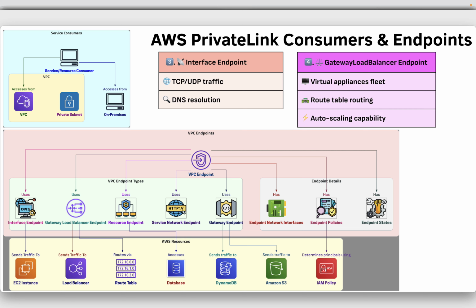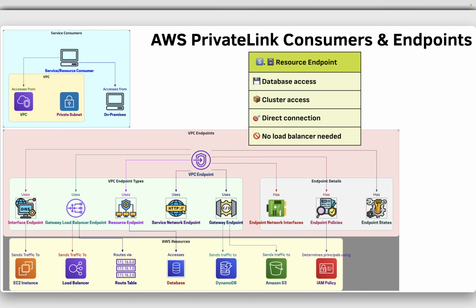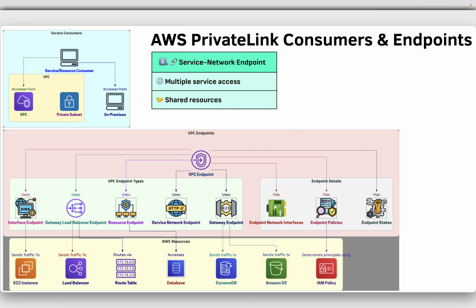Gateway Load Balancer Endpoint. A gateway load balancer endpoint is used to send traffic to a fleet of virtual appliances using private IP addresses. Traffic is routed through route tables, and the load balancer distributes traffic and scales with demand. Resource Endpoint. A resource endpoint allows access to a resource that was shared from another VPC. It provides private and secure access to resources like databases, clusters, and instances without needing a load balancer.